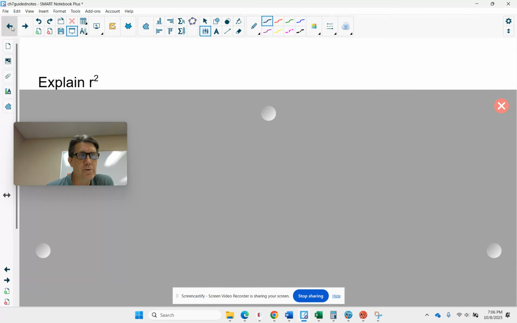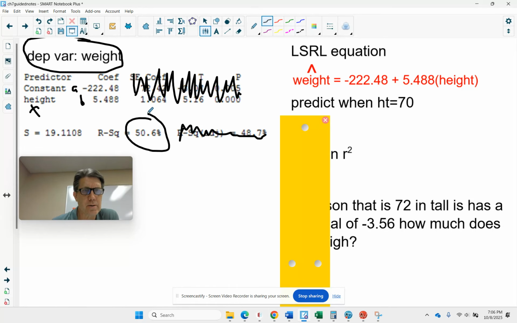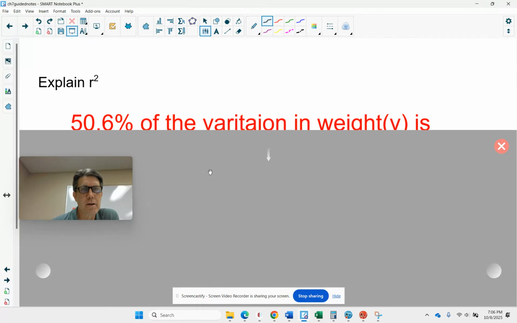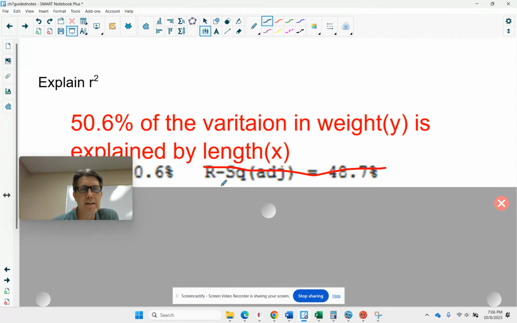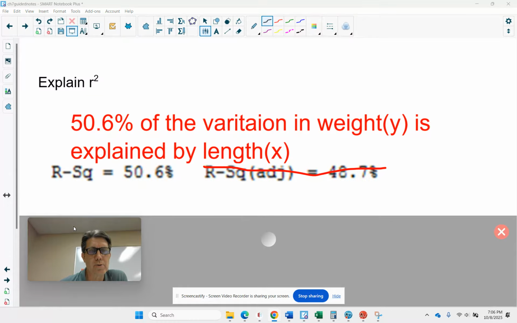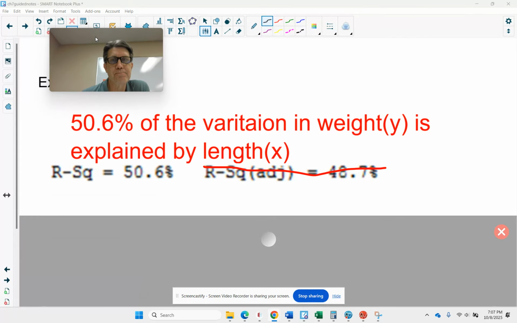So we look up R squared, and again, there's an R squared and an R squared adjusted. We don't use that, we use R squared. So 50% of the variation in weight is explained by height. Again, remember, use R squared, not R squared adjusted, 50.6%.